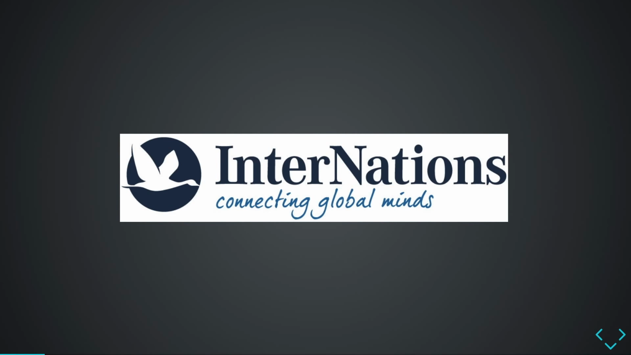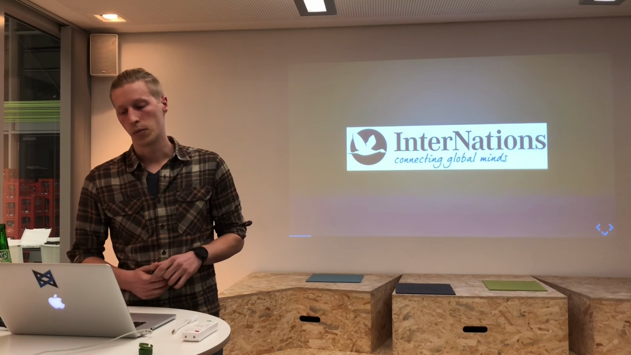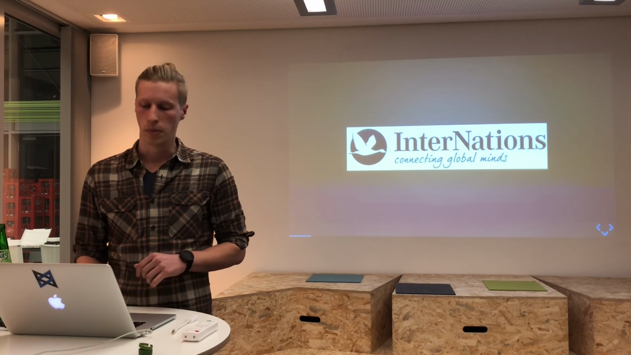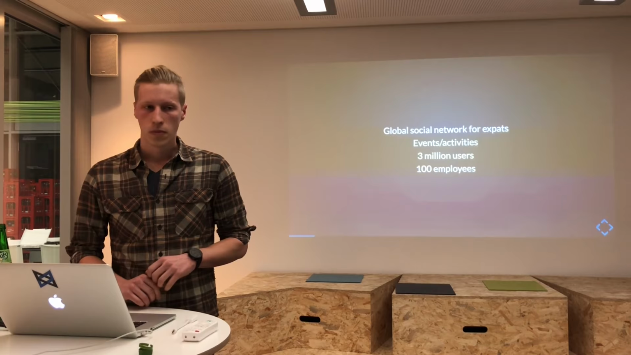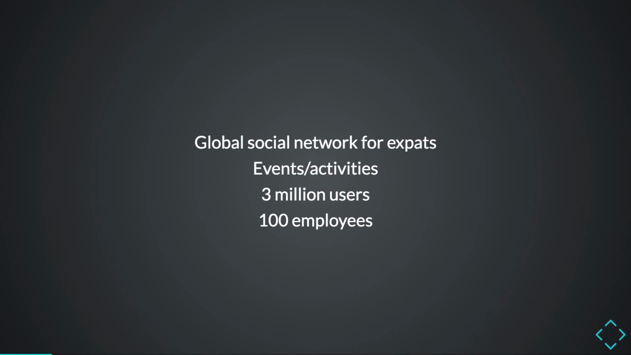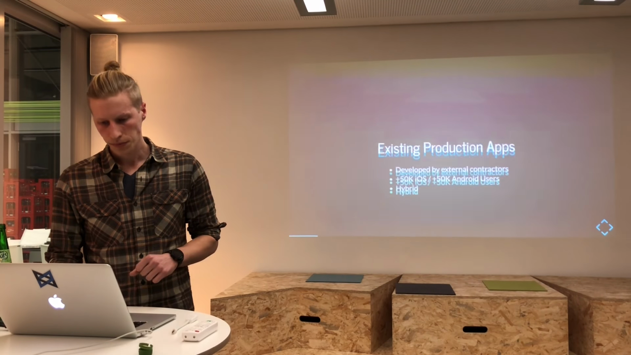So you also have to know a little bit about the company that I work for and the product that we're building. So InterNations is a global social network for expats. So I myself, born in the United States, living here in Germany, I am an expat. We organize thousands of events and activities for people around the world. We have over 3 million users, and the company is roughly 100 employees in size.